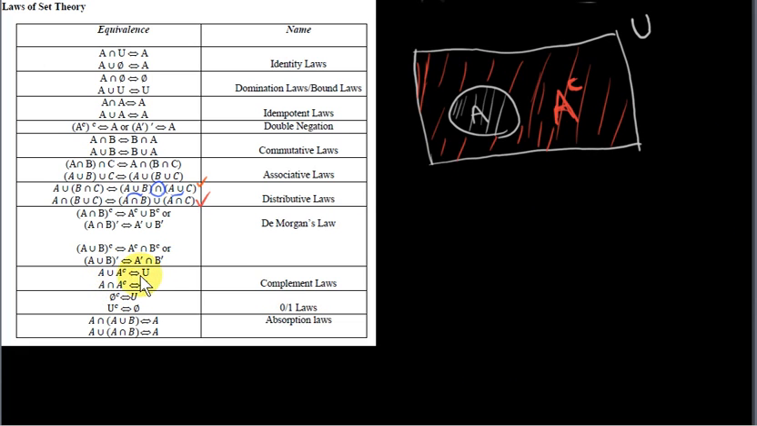This first complement law is very straightforward. Here is set A. A complement is everything outside of A, and if we take the union of A with A complement, we just put these two sets together, we just get the whole lot, the universal set. We can very easily see that set A and set A complement have no elements in common. That means that the intersection of A with A complement is the empty set. So we've now proven the two complement laws. By the way, if the intersection of two sets is empty, the two sets are said to be disjoint.